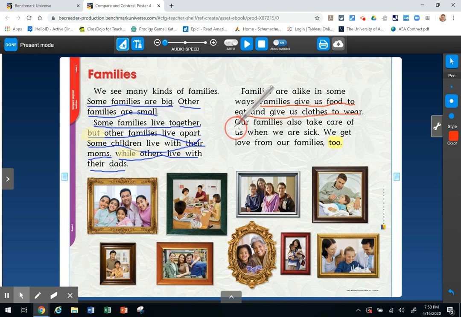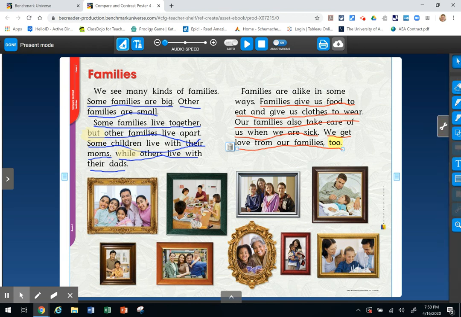Okay, our families also take care of us when we are sick. Okay, that's a similarity too. That's how all families are the same. We get love from our families too. Okay, so those are all ways that families are the same. They give you food, they give you warm clothes to wear. Families take care of us when we are sick, and they give us love.